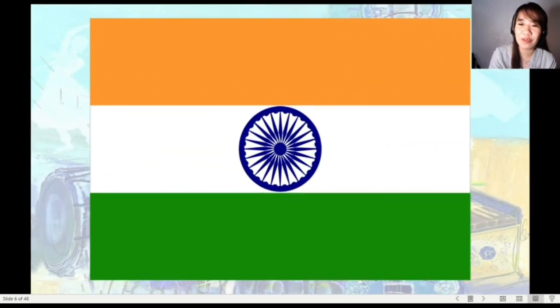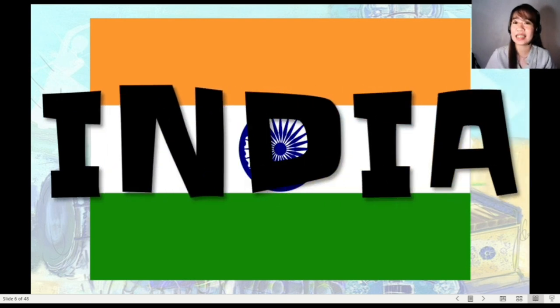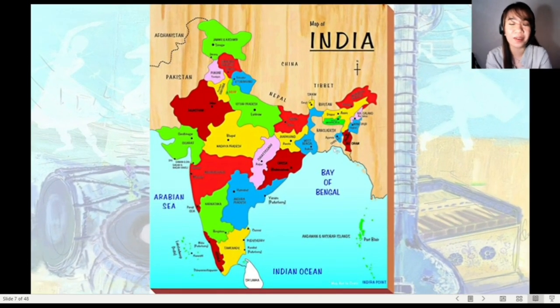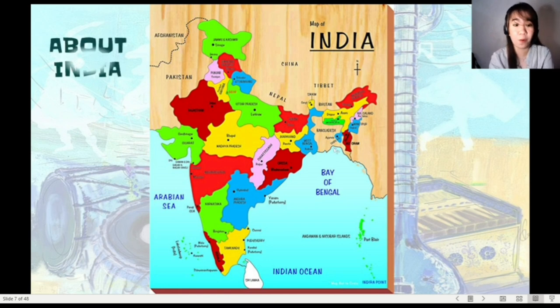So let us have this flag first. Do you know which country this flag belongs to? Yes, if your answer is India, then you're correct. So this is an Indian flag. And of course, we have here the map of India. So let's talk about India more.